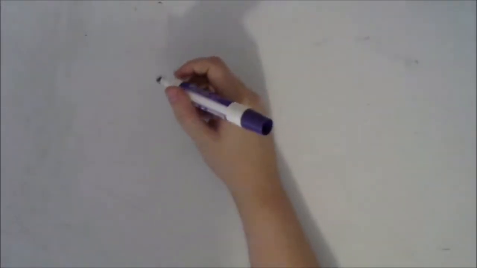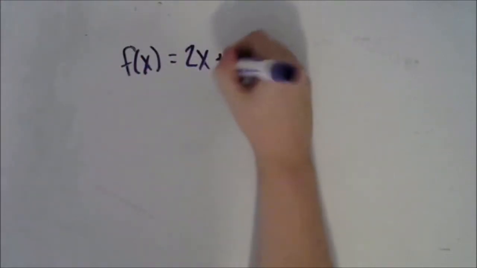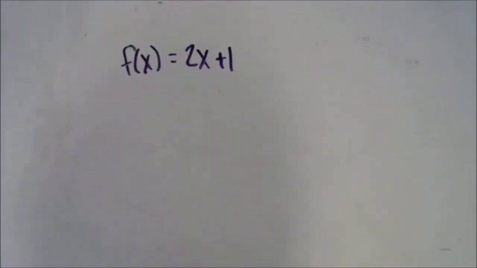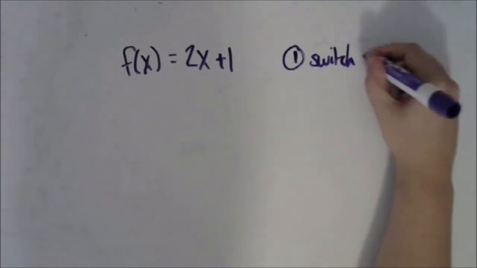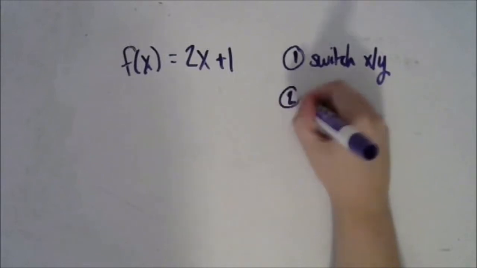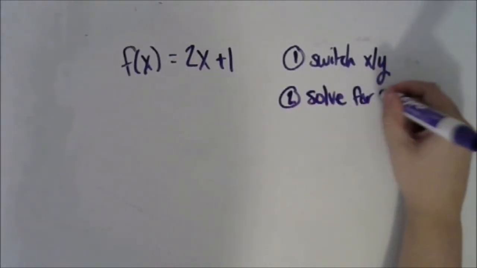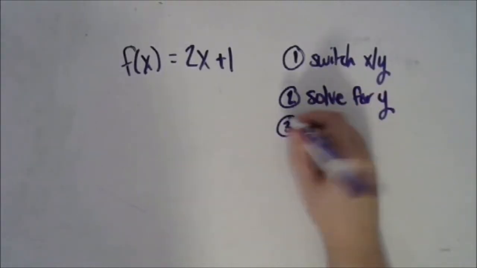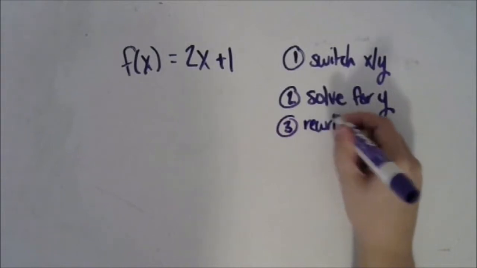As you see in the packet, the first example, example 7, is f of x equals 2x plus 1. An inverse function is solved using 3 basic steps. Step 1 is to switch x and y, or your input and your output. Step 2 is to then solve for your new y. And the last step, which is to me one of the most important steps, is to rewrite your function using proper notation.